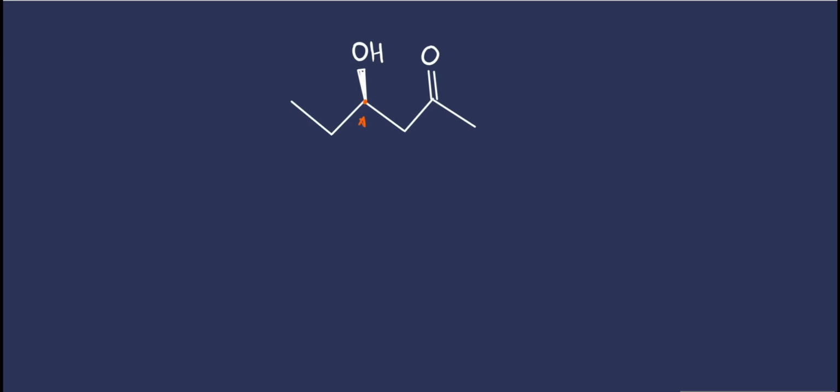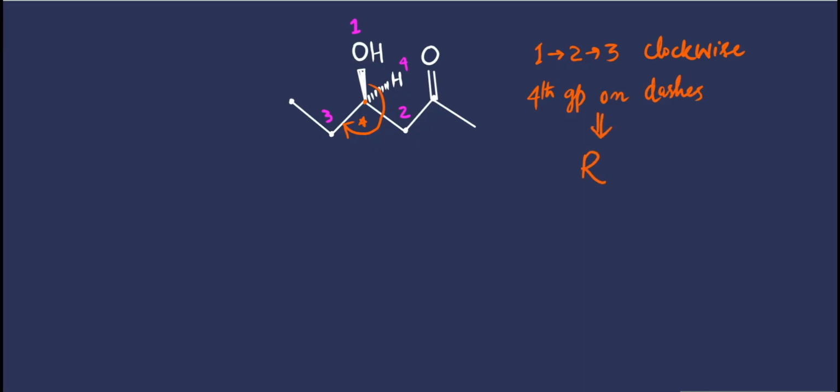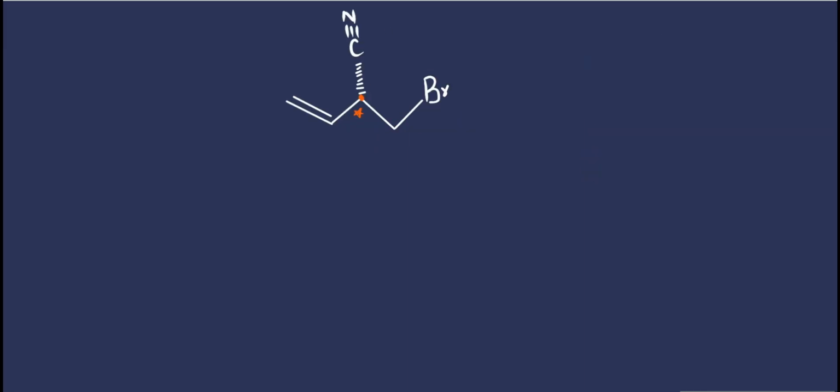In this example, the hydroxyl oxygen gets number 1. These two groups have methylene and can't be distinguished at the first carbons. Next is carbonyl on this right side and methyl on this left side. Therefore this side gets number 2 and this gets number 3. The fourth group is hydrogen on dashes. The arrow from 1 to 2 to 3 moves clockwise, with group 4 on dashes, hence the absolute configuration is R.